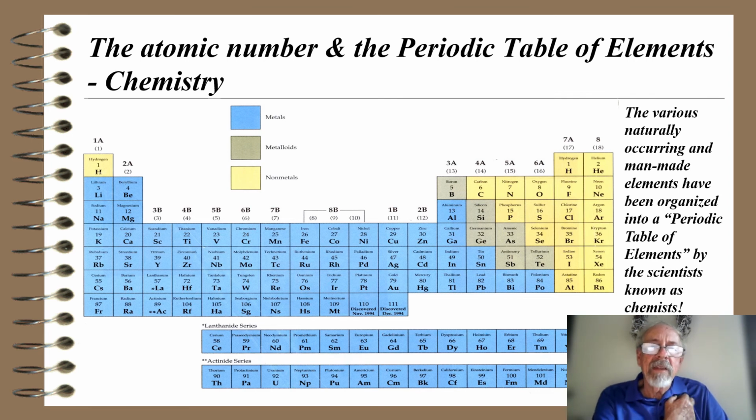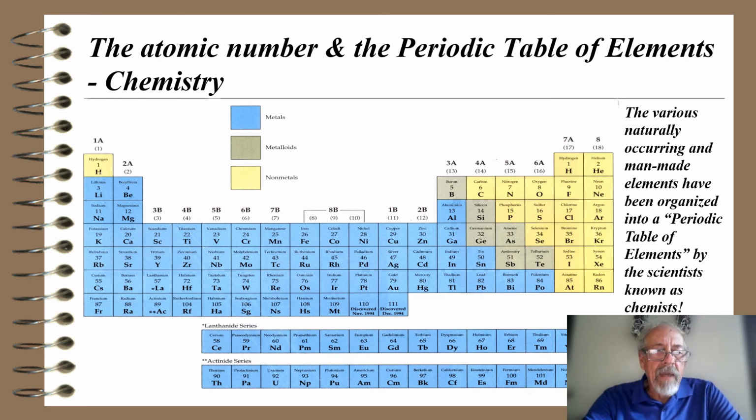You may or may not have had chemistry. What I've shown here is what's called the periodic table of elements. This is accepted by scientists around the world. It organizes the various naturally occurring and man-made elements, and it was organized by scientists known as chemists. You can see it's color-coded here. The blue is metals, the metalloids are, I don't know, gray it looks like, and yellow is the non-metals. So you're familiar with some of these elements.